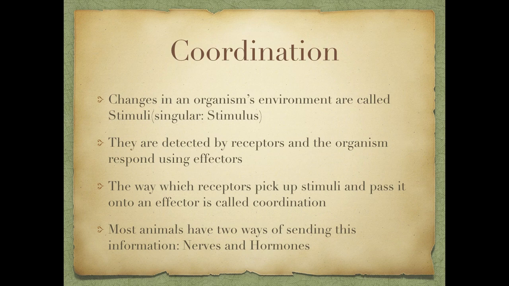Coordination is basically the way in which receptors pick up stimuli and pass them on to an effector. Changes in an organism's environment are called stimuli. The singular form is stimulus. They are detected by specialized cells called receptors, and the organism responds to these changes using effectors, which are normally placed in muscles. Most animals have two ways of sending this information, which is coordination: by means of nerves and by means of hormones.